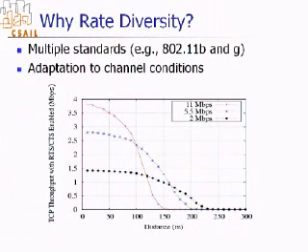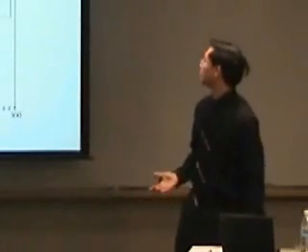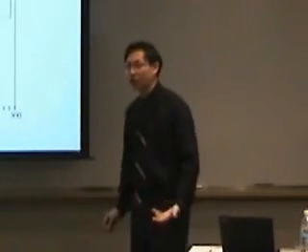Now you might ask, why would you ever want to send at a lower data rate? There are two reasons for that. The first reason is that there could be multiple standards, and new standards come with better modulation schemes, which means faster data rates. So 11G can run faster than 11B, and they have to coexist in the same spectrum. The second reason has to do with the channel conditions. Each modulation scheme is only good for a certain kind of channel condition.